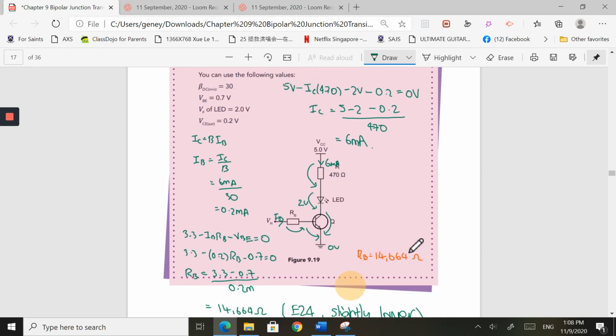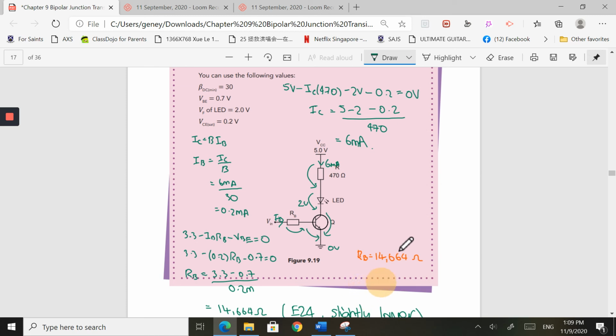All right, so this is how it works as a switch. So please go and study this again, work it out yourself in your textbook, and make sure that you are able to find out the RB value by yourself.